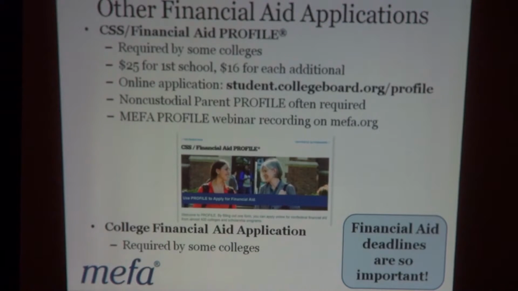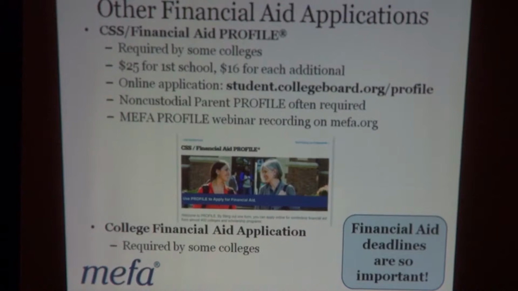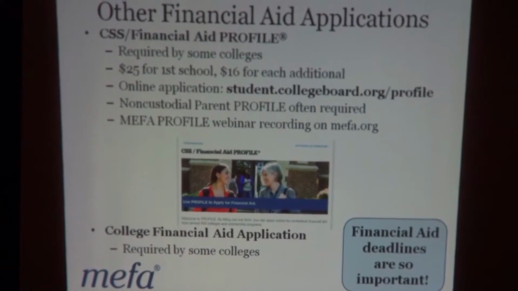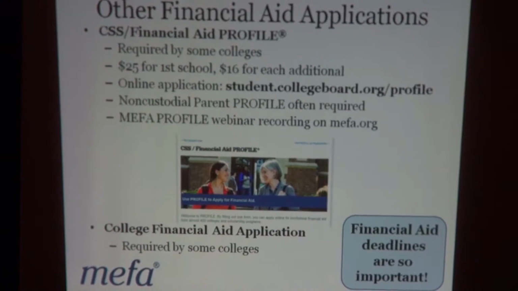This is not a free form to fill out, though at the beginning of filling out the form online, it will ask a series of questions to determine whether or not you qualify for a waiver of the cost. It is $25 for the first school and $16 for each additional school that it gets sent to. The website there is student.collegeboard.org/profile. That information is in this little pamphlet here.